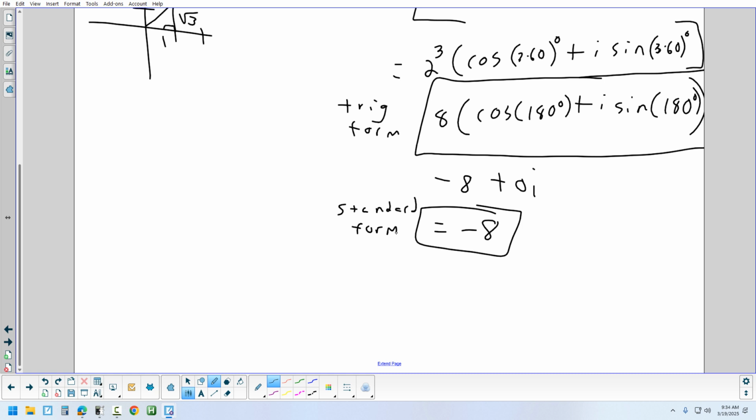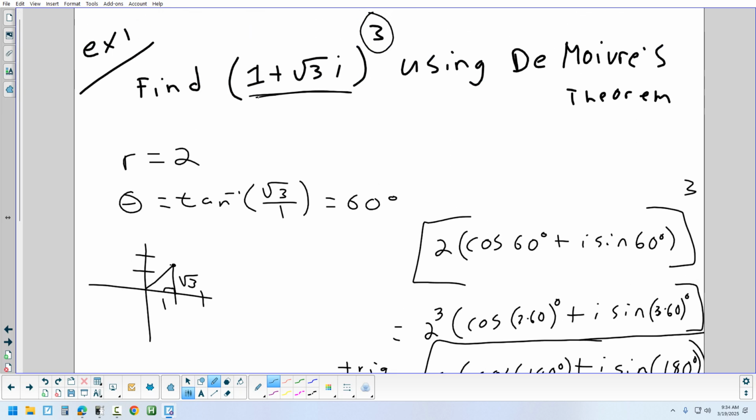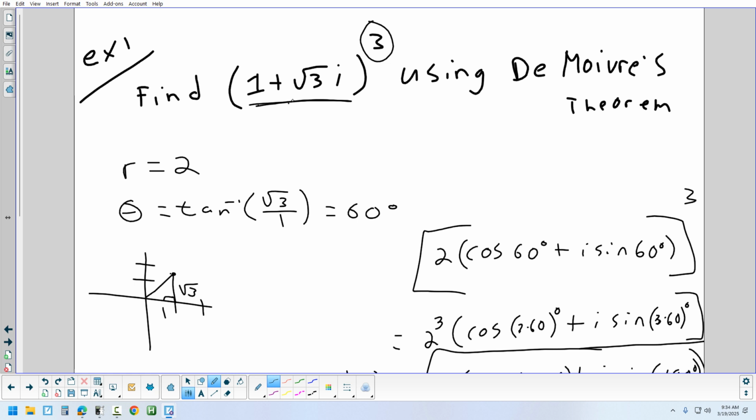Standard form. So when you cube that, you get negative 8. Now, what's the opposite of cubing? Cube root. So if you cube root negative 8, you should get that if you went backwards. You'd get that, and you'd get 2 other answers.